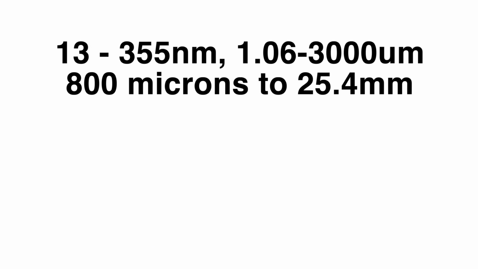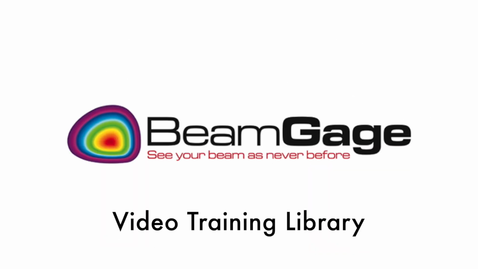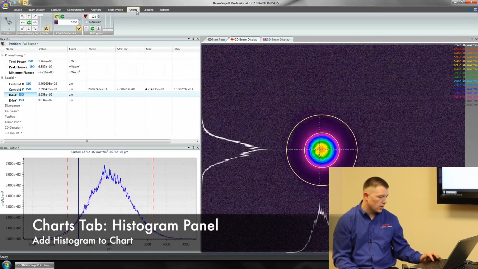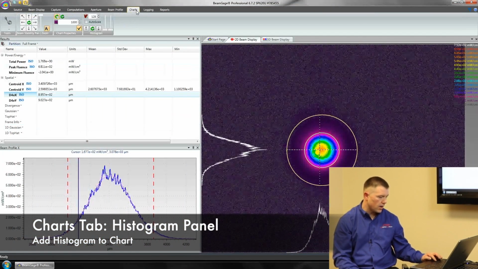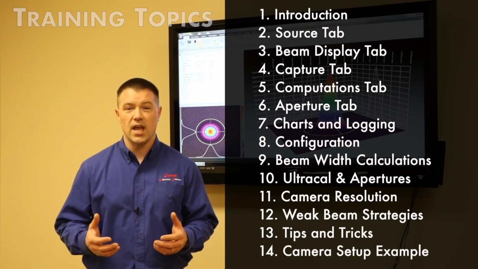The PyroCam 3HR and PyroCam 4 measure UV and infrared lasers out into the terahertz wavelengths, with beam sizes of 800 microns to 25.4 millimeters. To help BeamGage users get the most out of their beam analysis system, Ophir Spiricon provides a free BeamGage video training library. See your beam as never before with BeamGage.